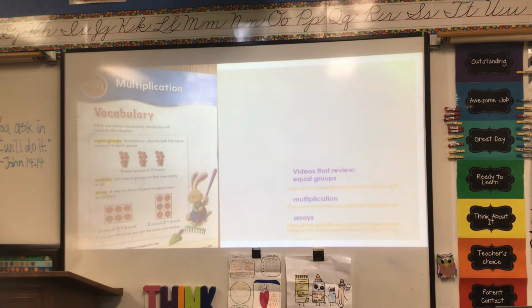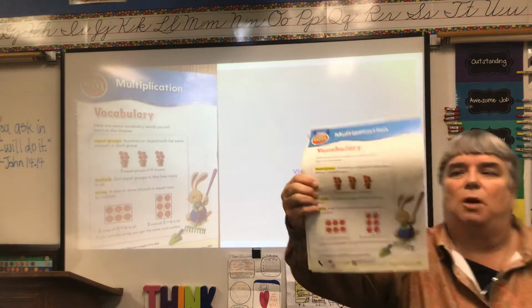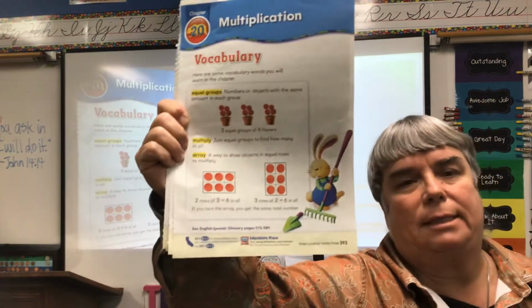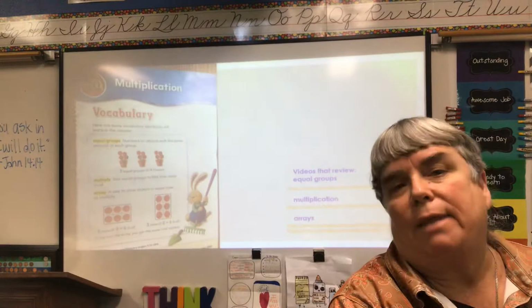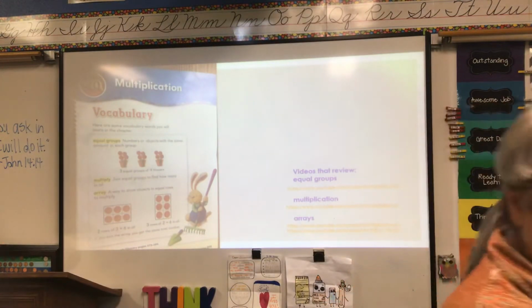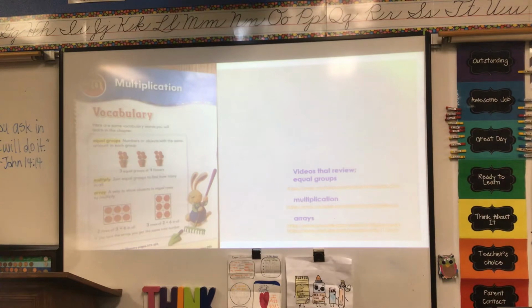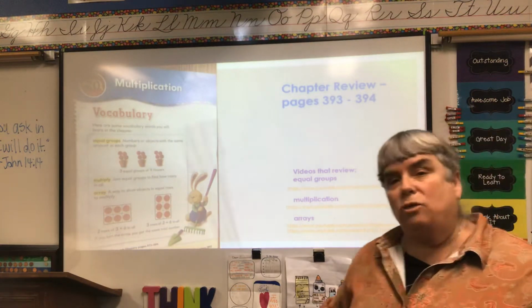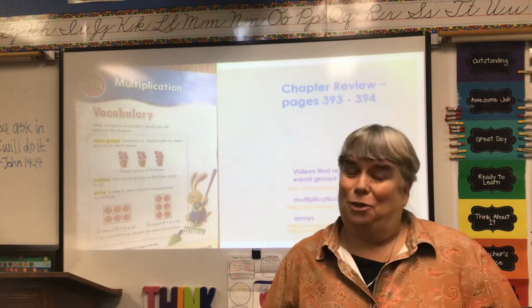So you'll notice the first page looks like this. Here's mine. It has a cool little bunny at the bottom that is a gardener. And that's important because we're going to talk a little bit about gardening. Not much, but a little bit. So that shows our page numbers, 393 to 394. So as you know, it's the first day of a new chapter.